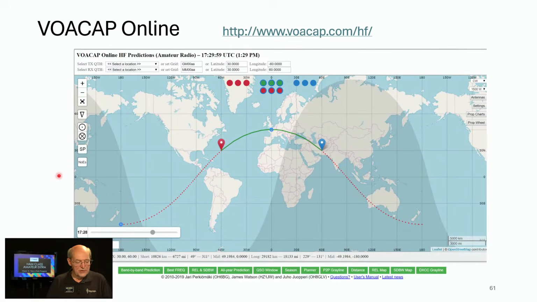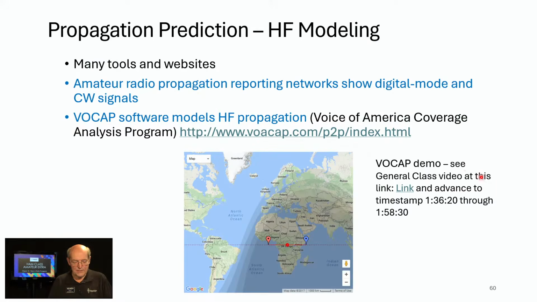And here's a picture of VOCAP online. You put in all kinds of parameters, your location, your transmit power, your antenna type, and you can bring up a picture that will show you which bands you're most likely to make that path. And again, go and look at that demo if you're interested in seeing this in action.